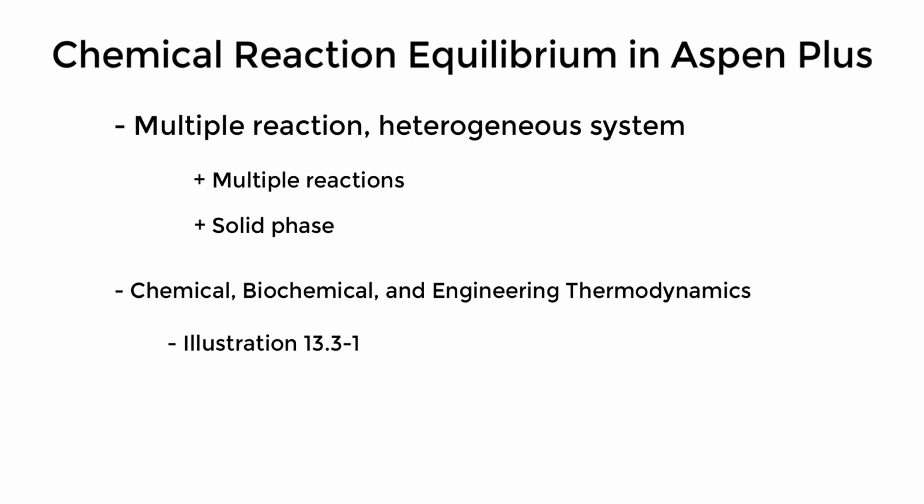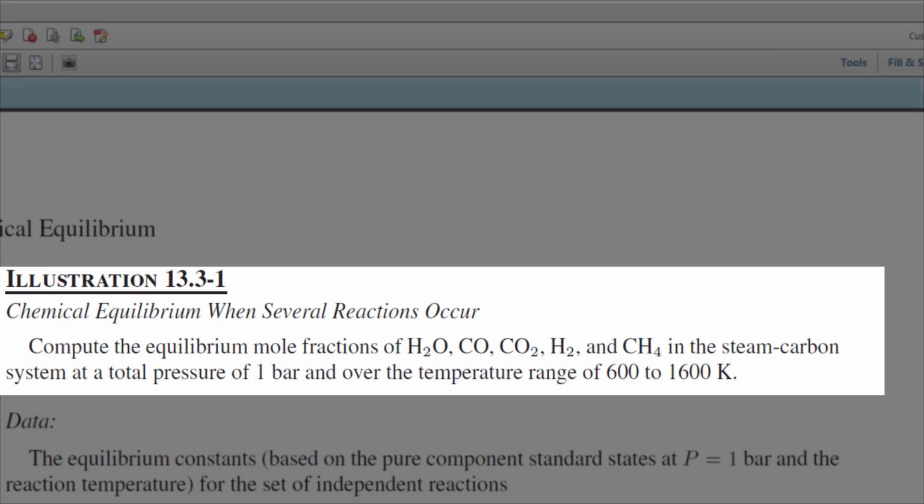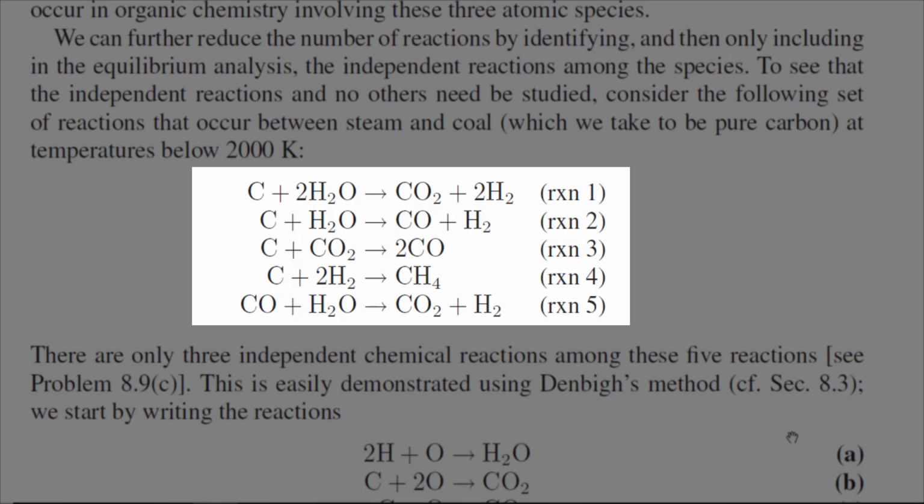It's Illustration 13.3-1. From Illustration 13.3-1, we want to compute the equilibrium mole fractions of water, carbon monoxide, carbon dioxide, hydrogen, and methane in the steam carbon system at a total pressure of 1 bar and over the temperature range of 600 to 1600 Kelvin. We need to find among these 5 reactions that occur at temperatures below 2000 Kelvin the independent reactions that are going to be considered for our chemical reaction equilibrium.